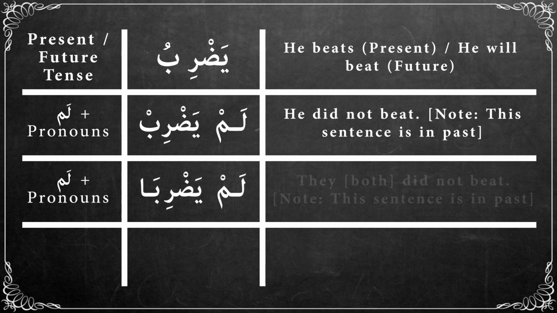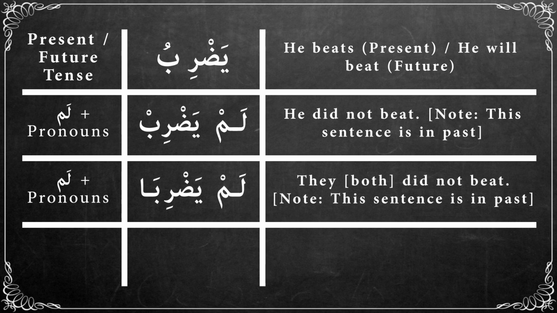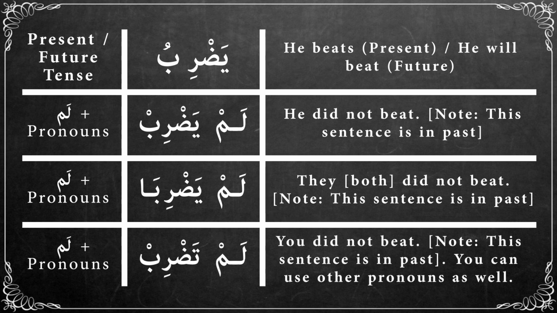لم يضرب. They, both, did not beat. Note that the sentence is in past now. لم تضرب. You did not beat. Note that the sentence is in past now. You can use other pronouns as well.